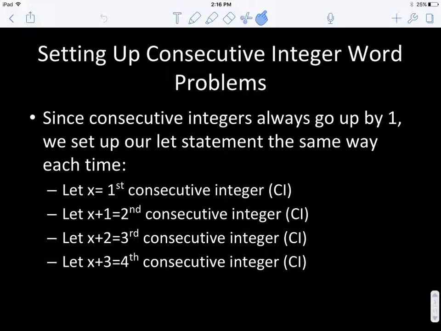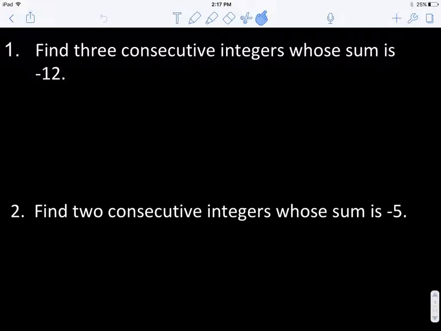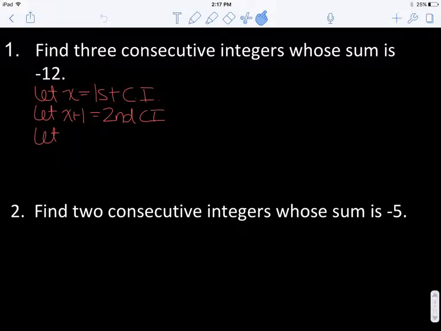All right, now we'll move into our first word problem. Find 3 consecutive integers whose sum is negative 12. Since we need 3 consecutive integers, we're going to let x equal the first consecutive integer, let x plus 1 equal the second consecutive integer, and let x plus 2 equal the third consecutive integer.